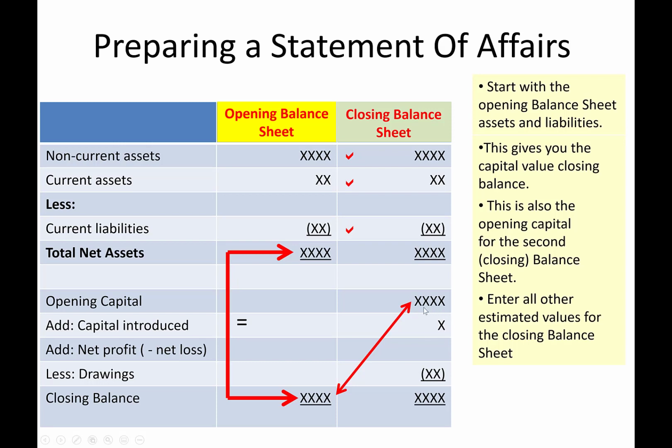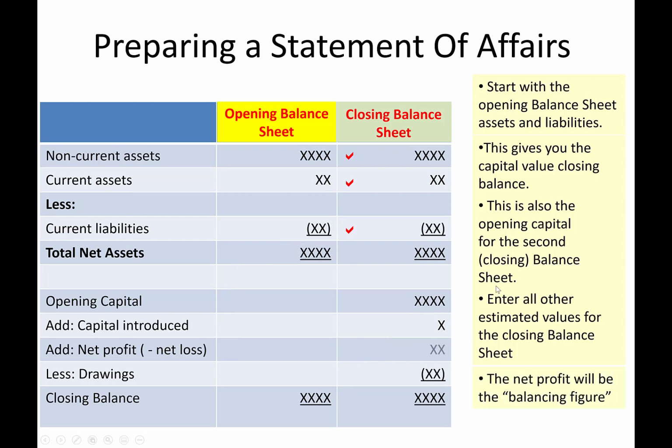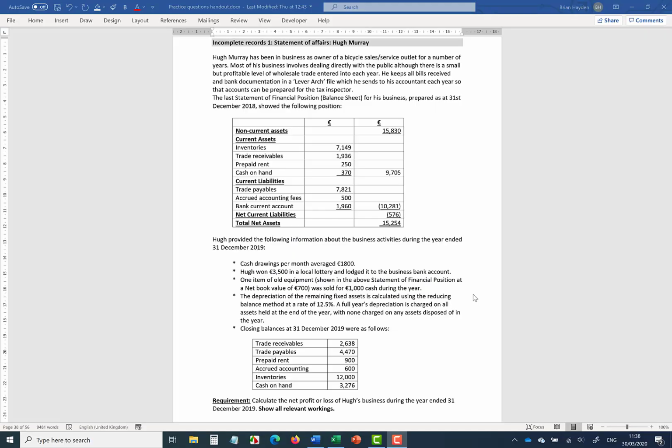So this figure was already entered from the previous balance sheet. We add the capital introduced, we deduct the drawings, and the missing number to make the closing balance sheet totals match each other is your profit or your loss. So the net profit would be the balancing figure, and that's the figure that you're typically determining in these questions.